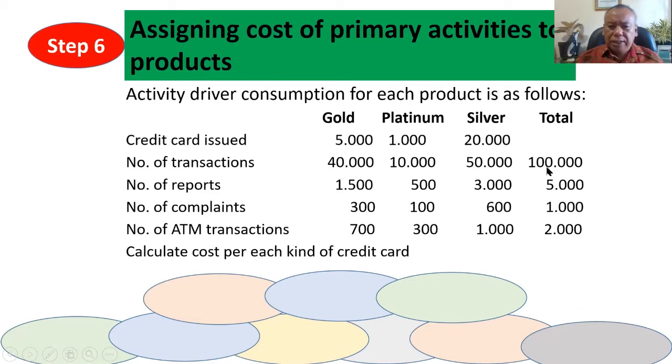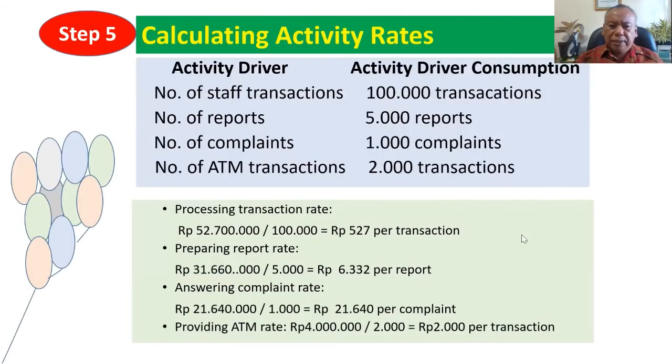In total, actually same with the previous numbers. And then number of reports, for example, 1,500 reports for gold, 500 for platinum, and 3,000 for silver. Number of complaints, for example, 300 for gold, 100 for platinum, and silver 600. And then the number of ATM transactions, 700 for gold, 300 for platinum, and 1,000 for silver. In total, actually same as the total activity consumption. This one, this is the same, right?